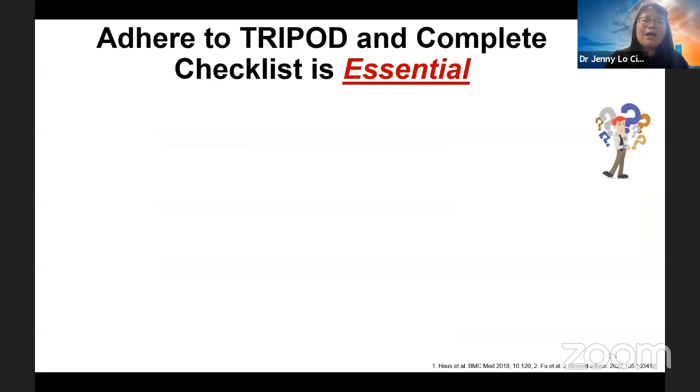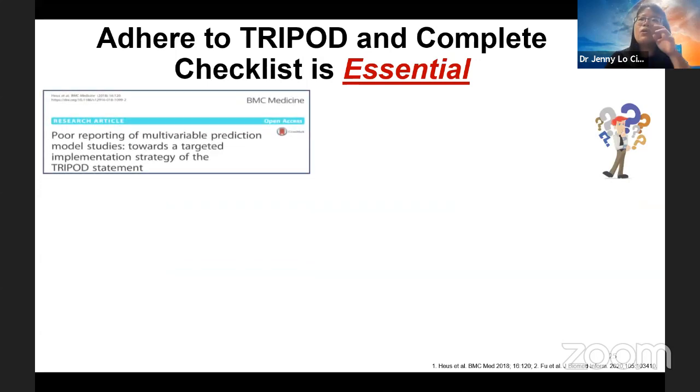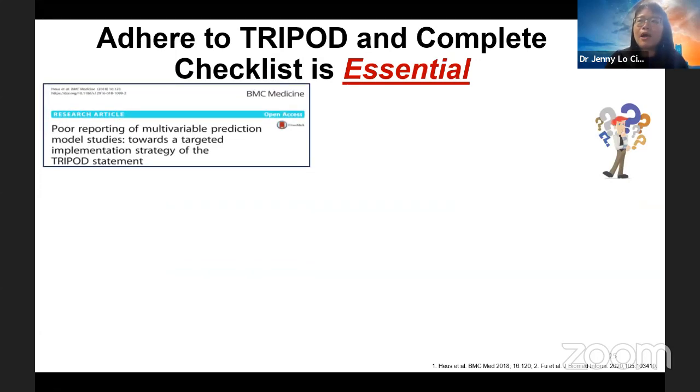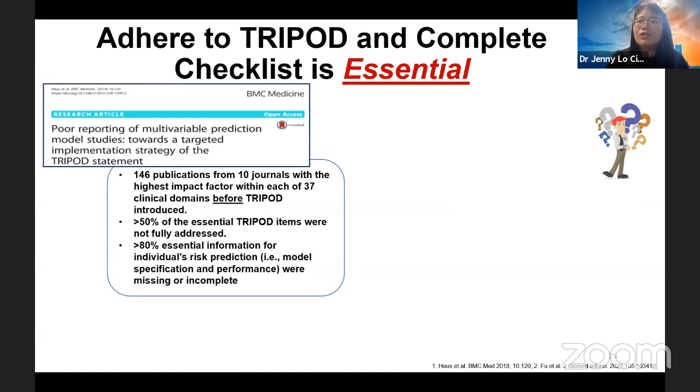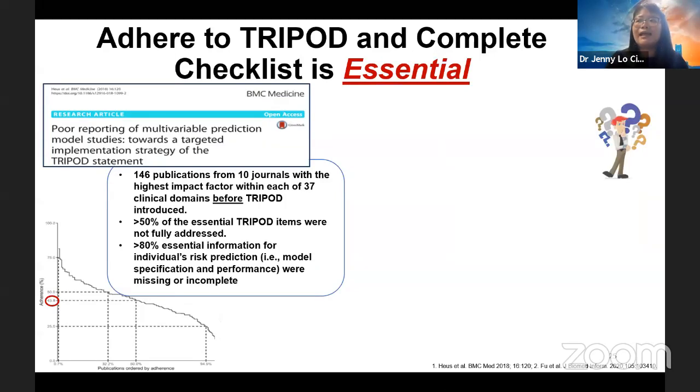So why do I want to emphasize TRIPOD? Trying to adhere to the TRIPOD guideline and complete the checklist is really essential if you are interested in publishing this type of study, because when I encourage you to do that, it means right now we don't do a good job. Before TRIPOD was introduced, you can see less than 50% of the essential TRIPOD items were fully addressed.